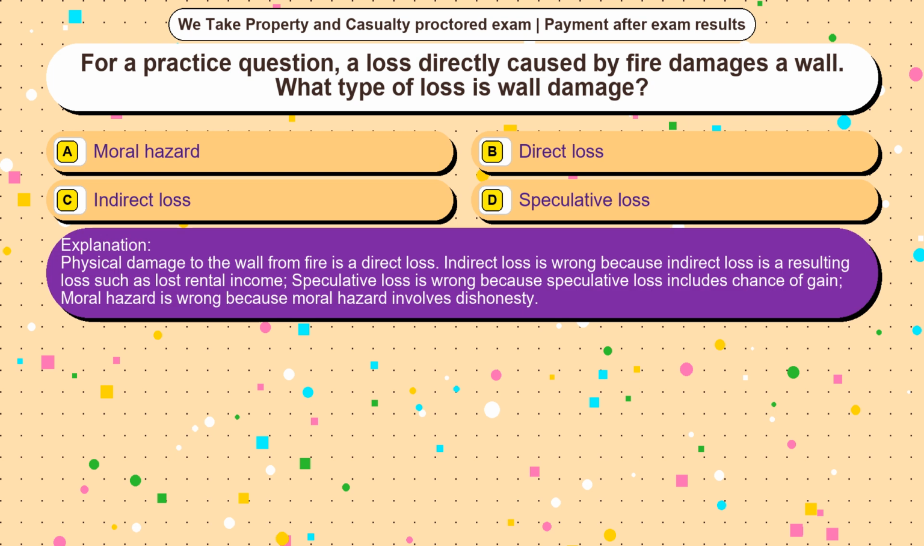Indirect loss is wrong because indirect loss is a resulting loss such as lost rental income. Speculative loss is wrong because speculative loss includes chance of gain. Moral hazard is wrong because moral hazard involves dishonesty.